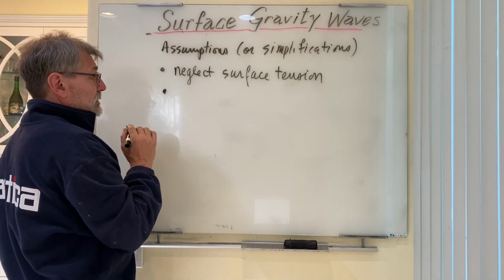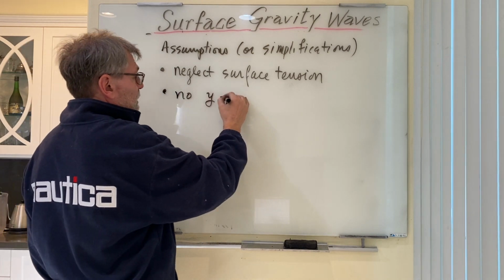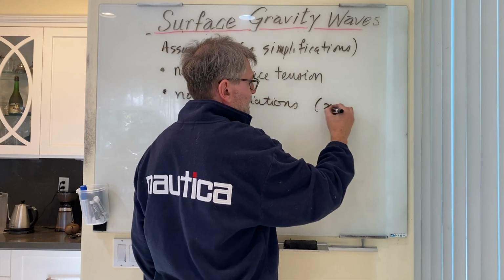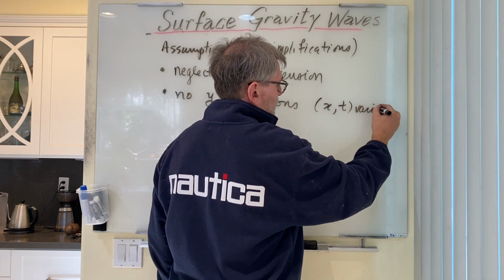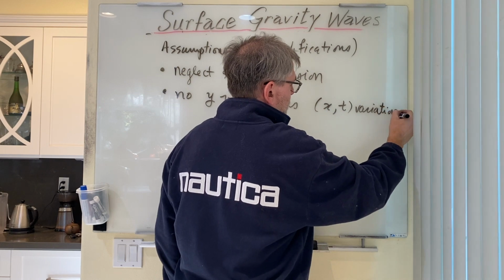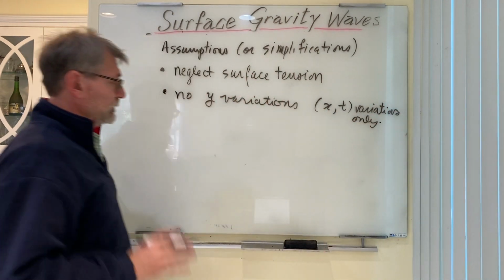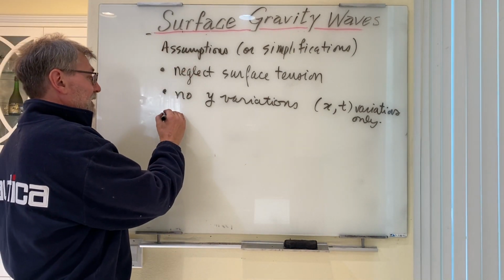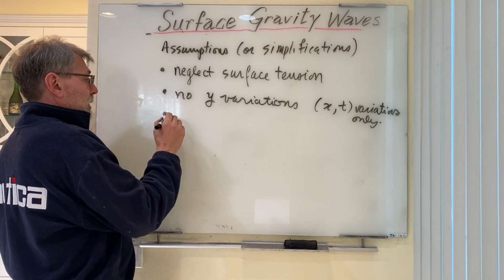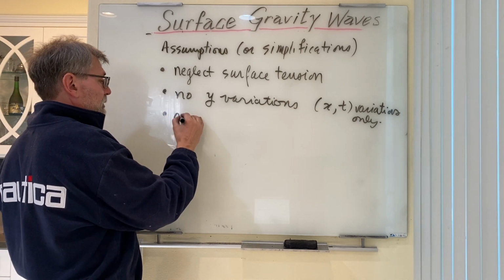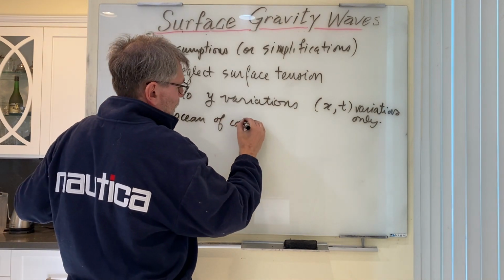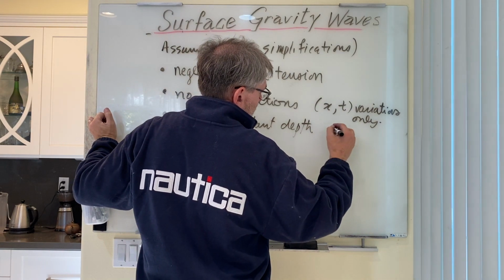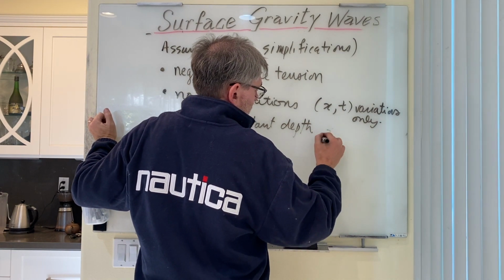The other one is no y variations. So all the action is going to be in the x and t plane. Variations only. All right, so nothing varies in the y direction. We're going to do that for simplicity. Another one is the flat bottom, ocean of constant depth, H.